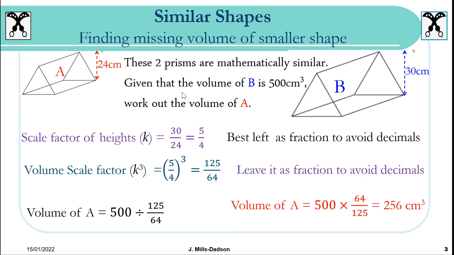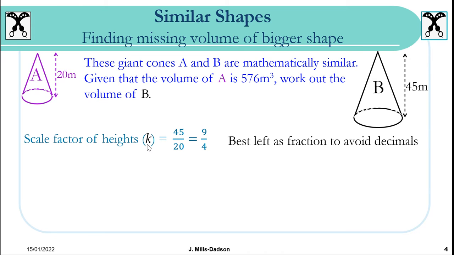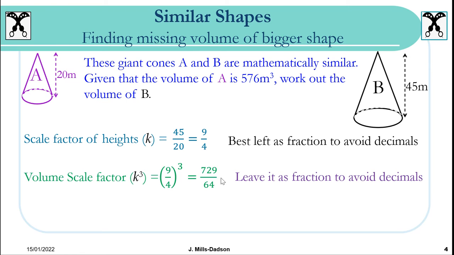So this one is an example for finding missing volume of a smaller shape. Let's look for volume of a bigger shape. We have the volume of the smaller one, 576 meter cubed, height of the two given. So we start with scale factor of known corresponding units, which is the height, and obviously that will represent K because we are using length or height. We want the format in K cubed because we are looking for volume. Cube your scale factor. So we have 729 over 64.